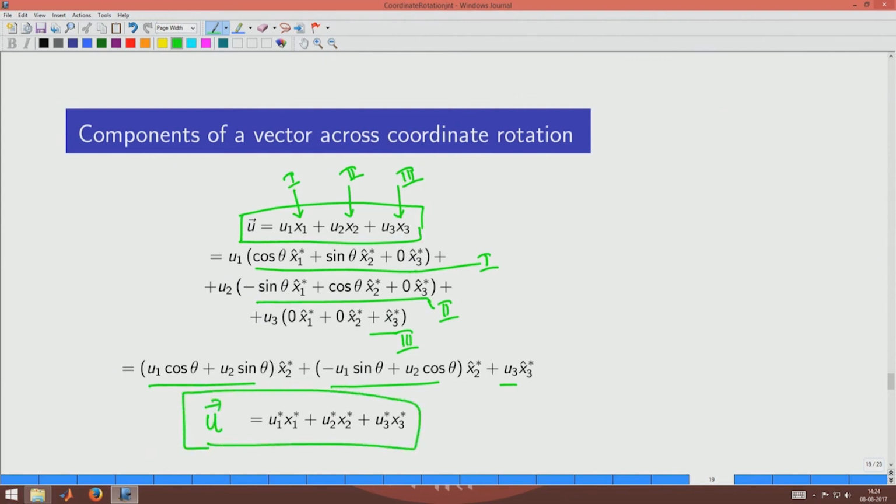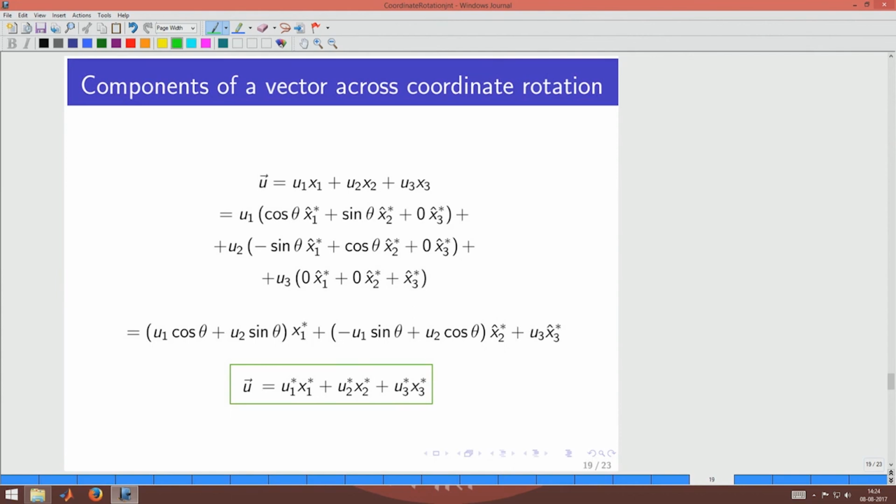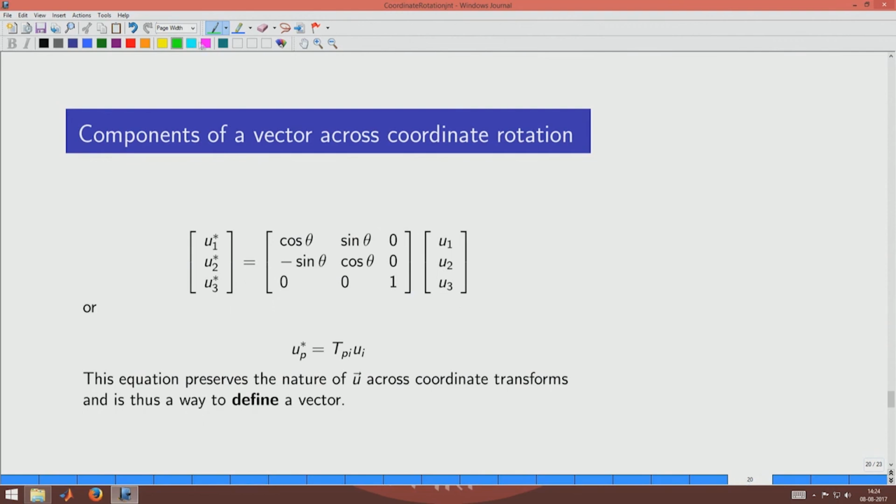Now, you can see that u1 star is expressed in terms of u1 and u2, u2 star is expressed in terms of u1 and u2, and u3 star is expressed in terms of u3. So, we can write this in the form of a matrix, and the way we are multiplying is the same as what we have done here. So, u1 star is u1 cos theta plus u2 sin theta plus 0 into u3, u2 star is minus u1 sin theta plus u2 cos theta plus 0 into u3, u3 star is 0 into u1 plus 0 into u2 plus 1 into u3.